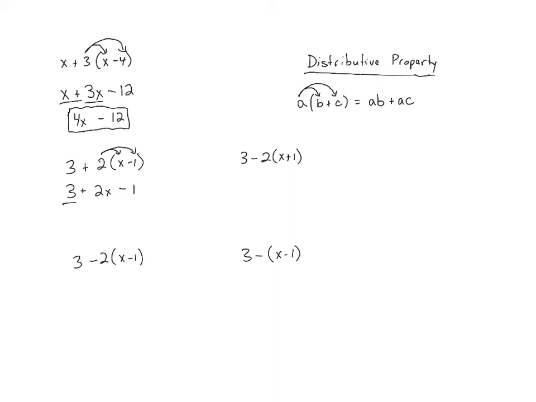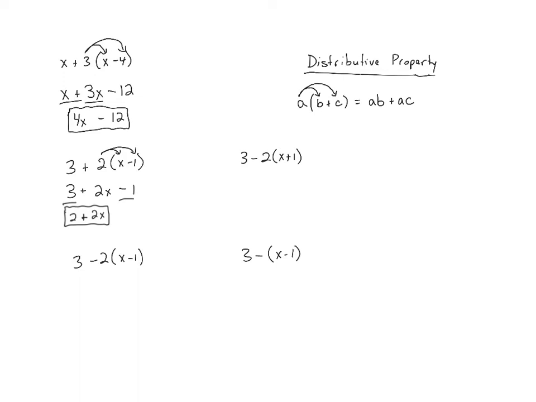And now we can combine those constant terms. 3 minus 1 is 2. And we keep the 2x. So we've got 2 plus 2x as our simplified expression. Let's look at the next one.